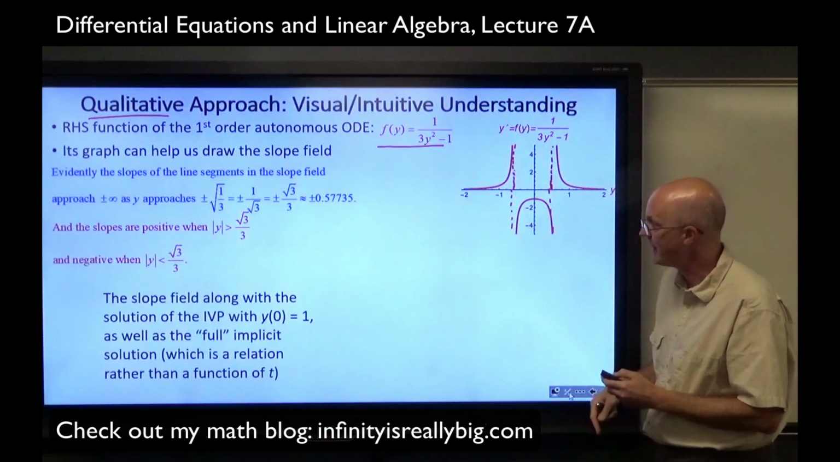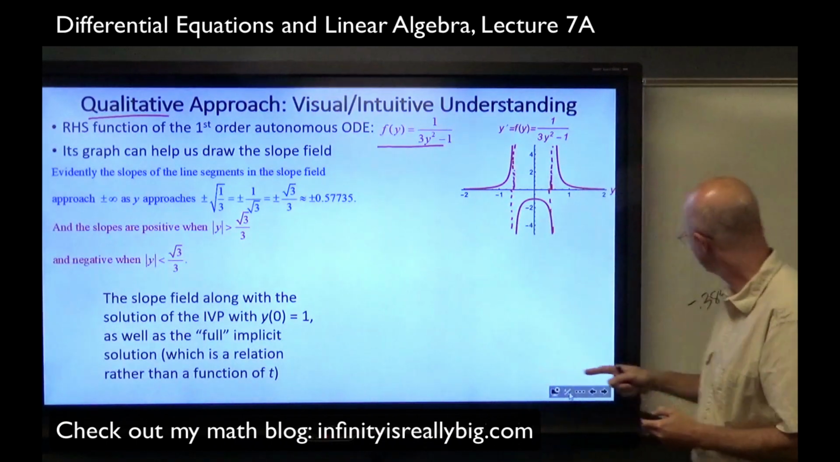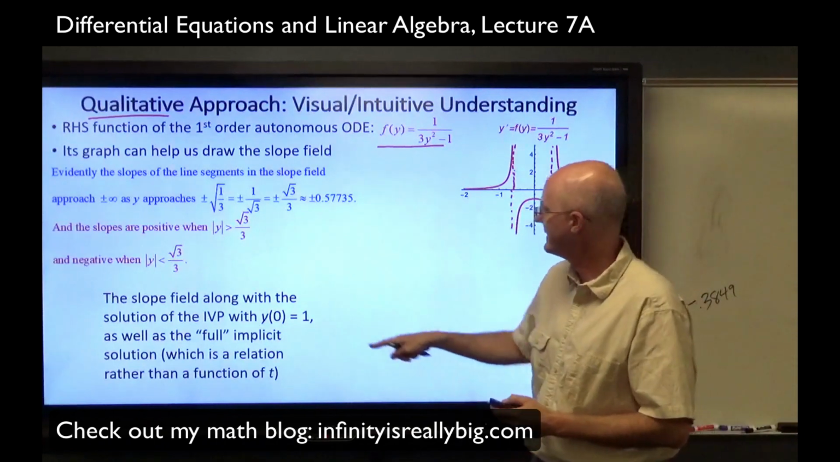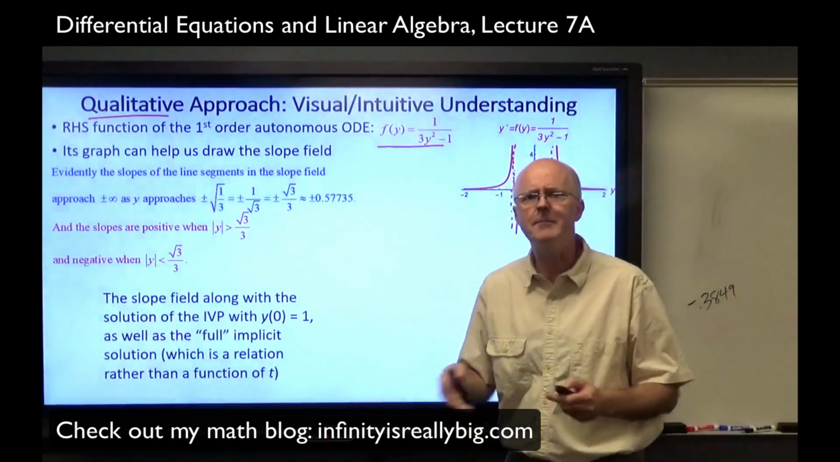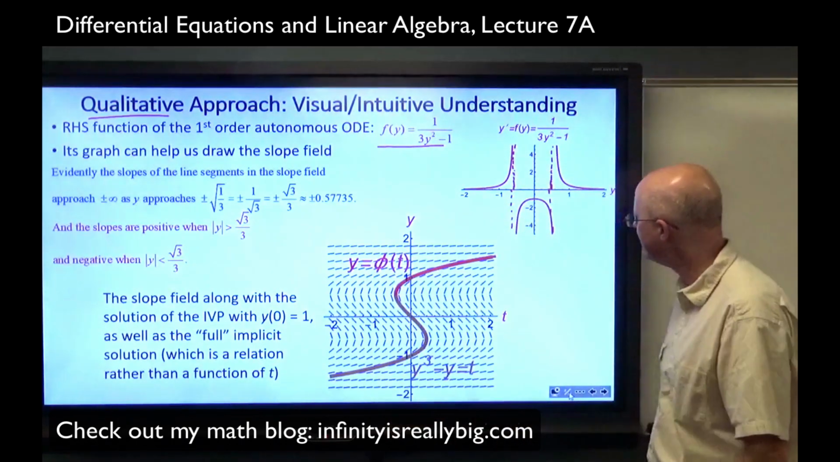Here's the slope field. We're about to look at it. We're going to see the solution that we found. And remember this number? It's going to come up here, for the IVP where y of 0 equals 1. And we're also going to see the full implicit solution, which fails the vertical line test.